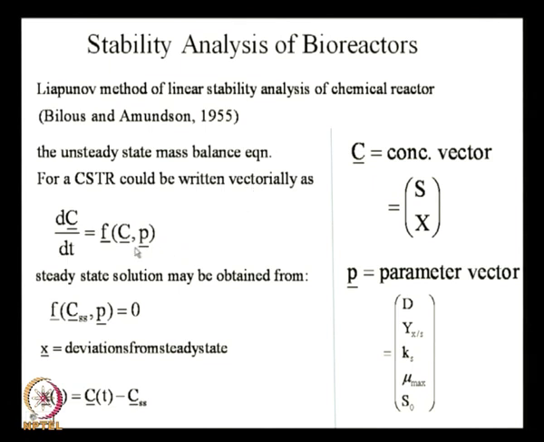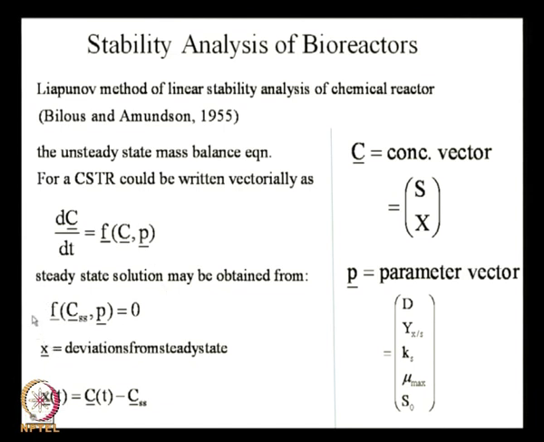And the way to do it, as I said, is to write the unsteady state equation given over here, dC/dt equals F, the unsteady state equation of the system. Then the first thing we do is find the steady state of that. So you see here we find the steady state, F(C_ss, P) equals 0. So that's the steady state.